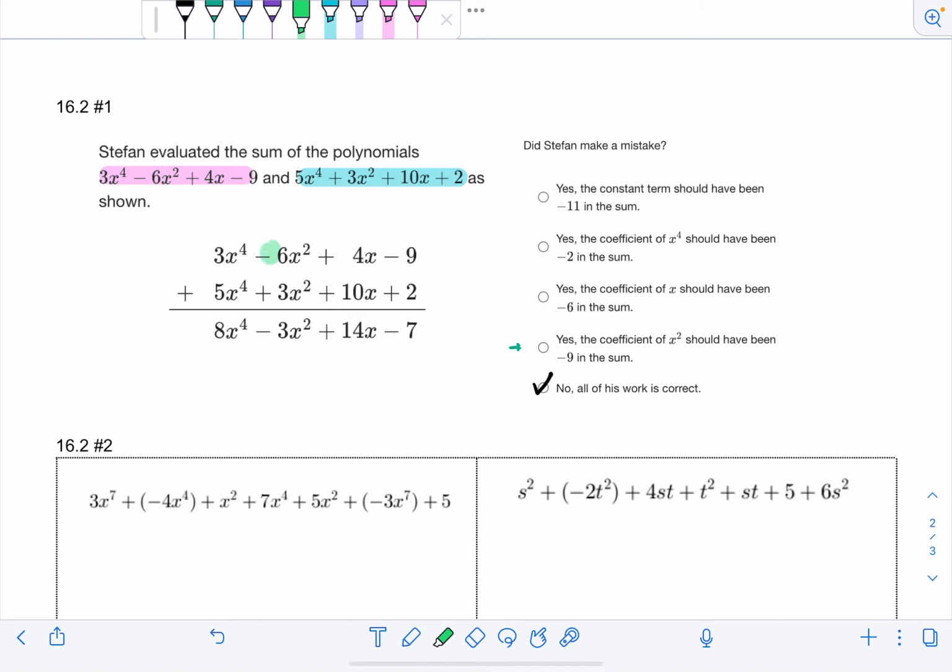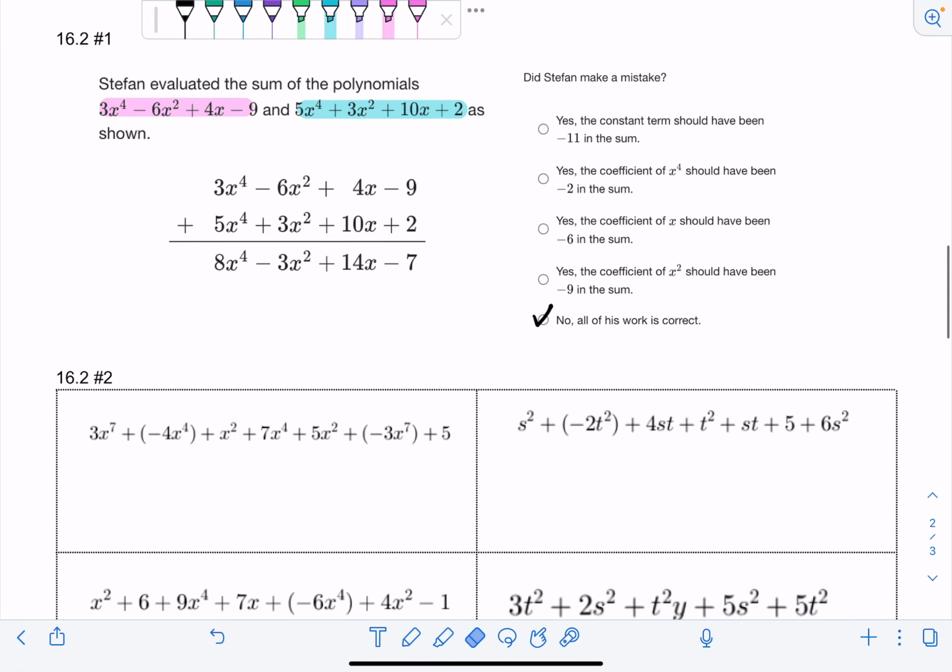So -6 plus 3, those are the coefficients of x squared. If I start at -6 and I go up 3, I'm becoming less negative. So it would bring me up to -3. So that's okay too. So everything looks good. All of his work is correct.